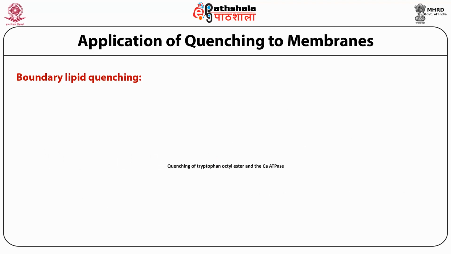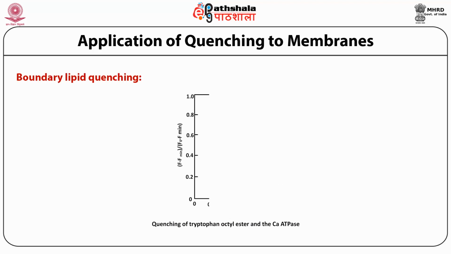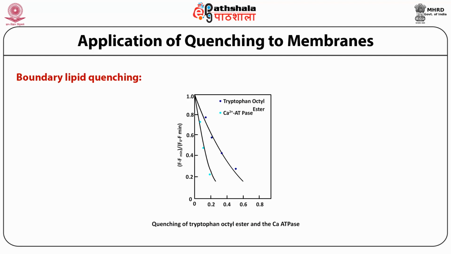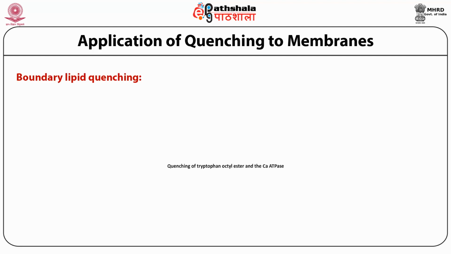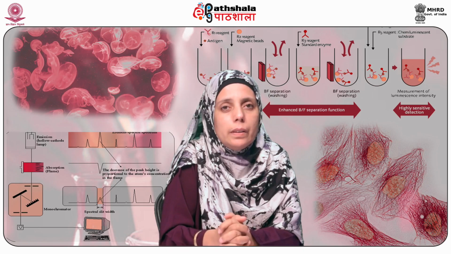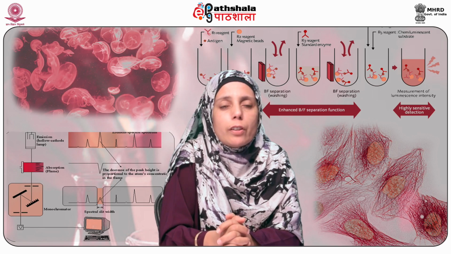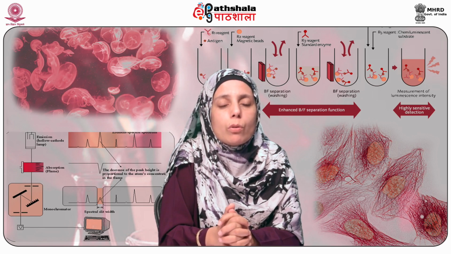This is the figure, a plot showing quenching of tryptophan octyl ester and the calcium ATPase. With an increase in the concentration of the quencher, we can see a decrease in the fluorescence. Next: the effect of lipid water partitioning on quenching.